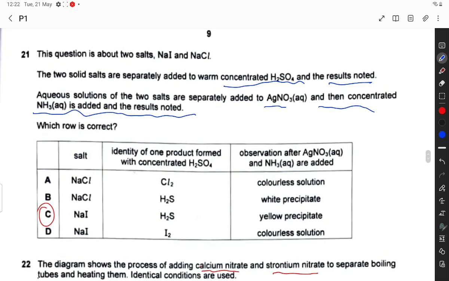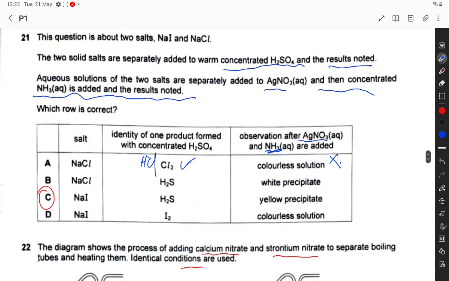Identity of one of the products formed with concentrated sulfuric acid. This is not one of the products. So this is HCl, and when added in hydrogen chloride after this reaction, a colorless solution is formed. When we add silver nitrate and then afterwards ammonia solution, white precipitates are formed which are dissolved with addition of ammonia. So that's why it is incorrect. Cl2 is incorrect. This colorless solution form, it is correct.